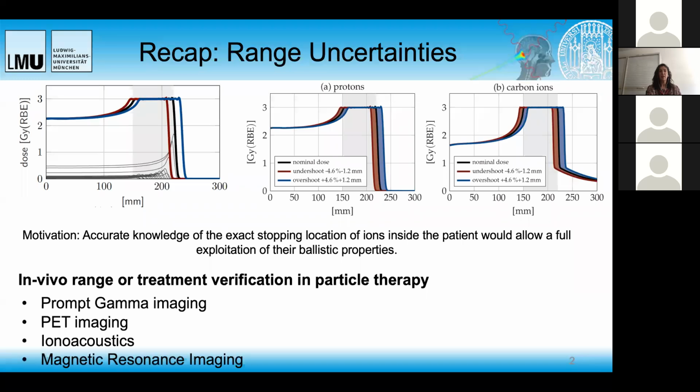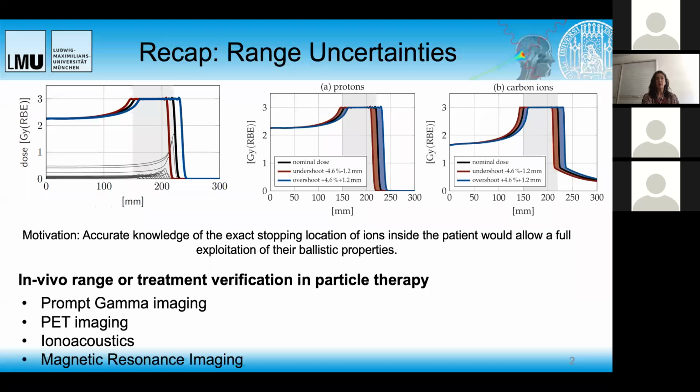Just to give you an overview, there are four main methods on how to tackle this problem. The list is not complete, but these are the most prominent ones: prompt gamma imaging, PET imaging, ion acoustics, and last but not least, MRI imaging. I will talk about these four methods in the next 15 minutes or so.